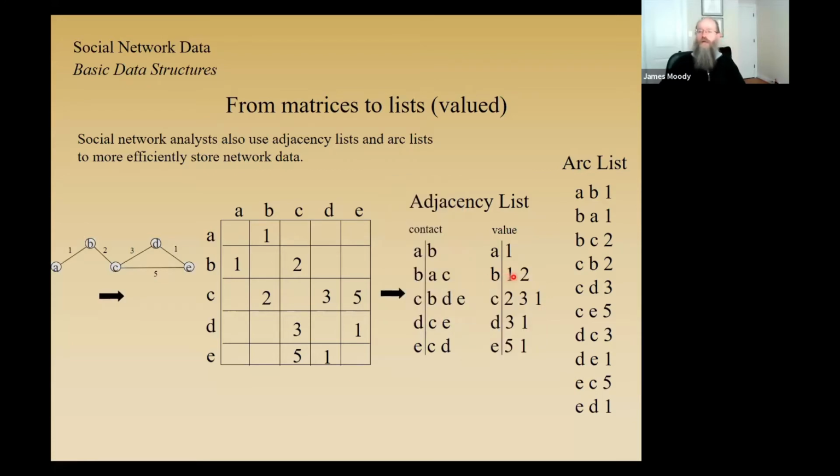In an arc list, this is easier. For each relation, you can code as many characteristics of that relationship as you want as part of the data structure. It's really straightforward.